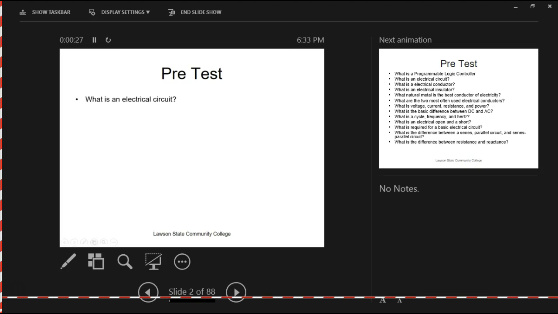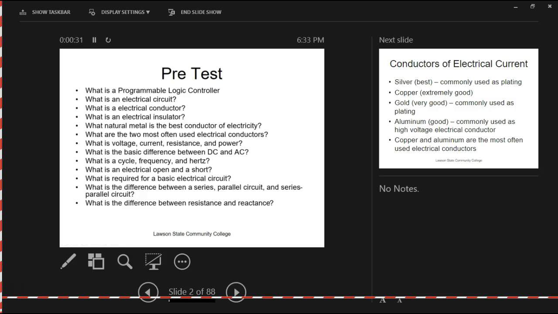So pretest, some of y'all already know this. What's a programmable logic controller? Of course, you already know that. Electrical circuit, electrical conductor, what is an electrical insulator? What metal is the best conductor of electricity? What are the two most often used electrical conductors? What is voltage, current, resistance, and power? We need to know the difference between AC and DC. We're going to be talking a little bit about this.